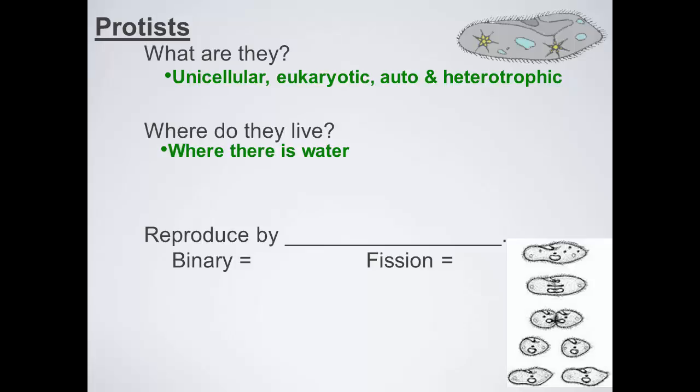They live where there's water. So like I said, if you go to a pond around your house or a stream, if you were to take a sample of that water and look at it in the microscope, you probably see some living protists in that water.